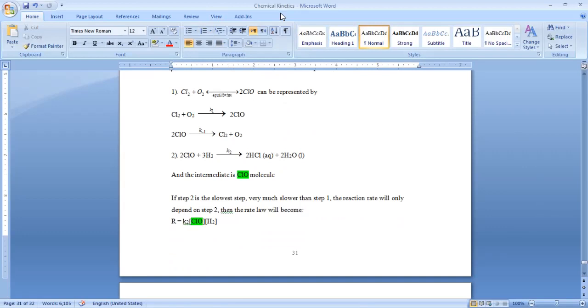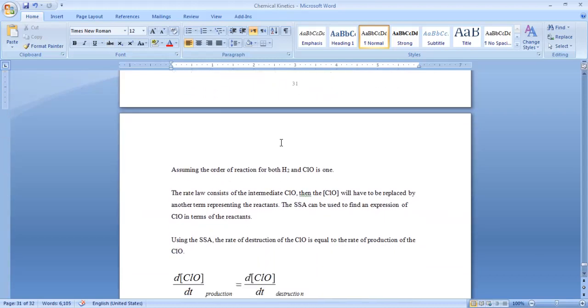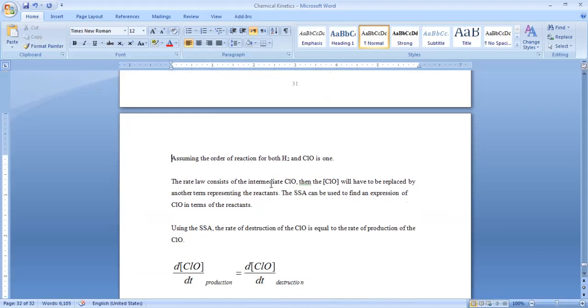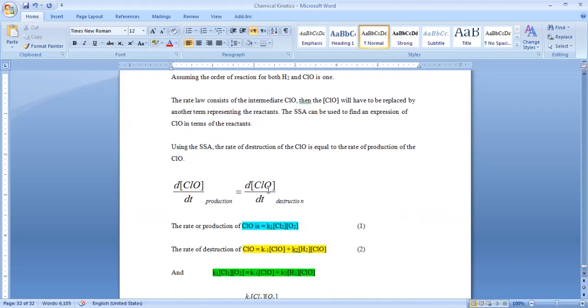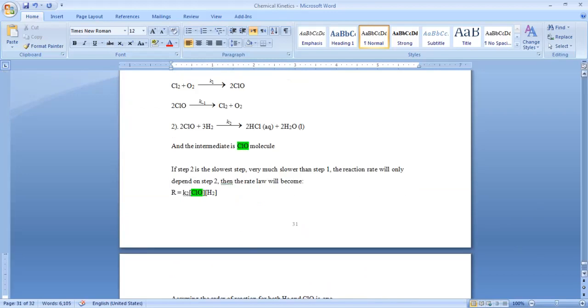Now we must find a substitute for the intermediate ClO. It can be done by using the steady state approximation. In this approximation method, it tells us that the rate of production of ClO equals the rate of destruction of ClO. That is what the SSA tells us, where ClO is the intermediate. So here is the rate of production of ClO.